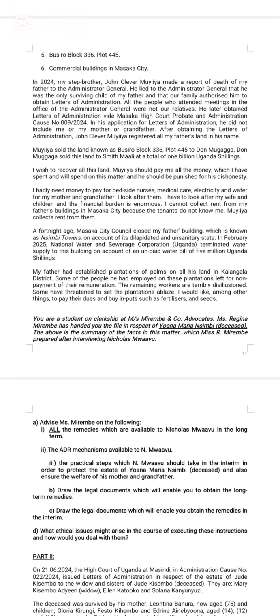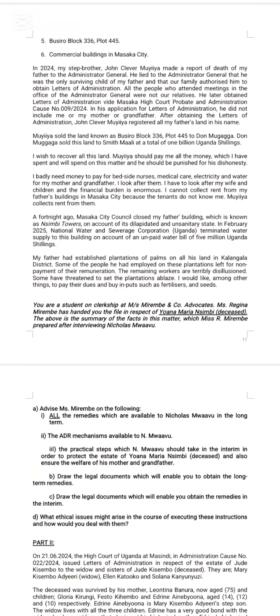So basically, this becomes a true allegation, which can be a ground as one of the just causes for revoking the letters of administration. All the people who attended the meeting in the office of the Administrator General were not our relatives. He later obtained letters of administration, Masaka High Court. So we shall be in the High Court because you challenge letters from the court that issued them.